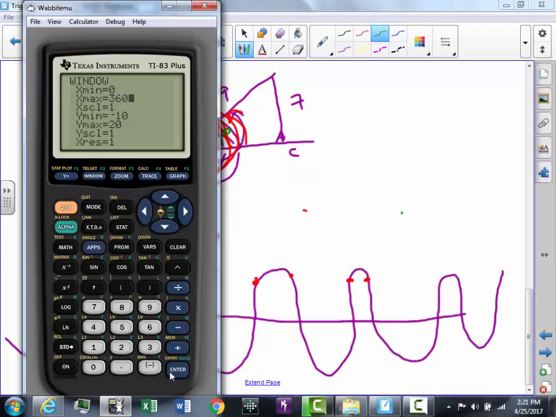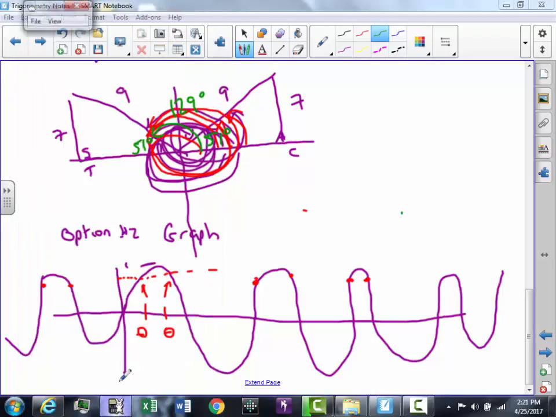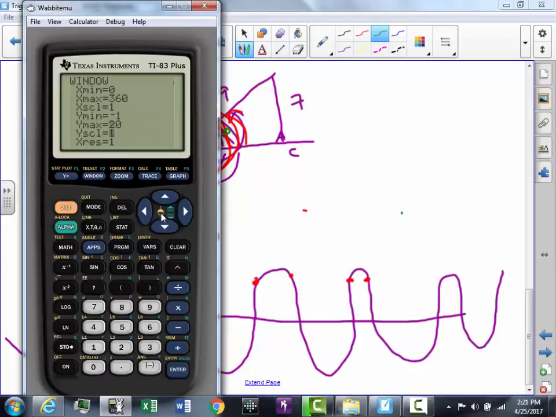Why from 0 to 360? That's one rotation around the circle, right? And then y min to y max, I'm going to make it go from -1 to +1, because that's how high the graph goes. And if I do that, this should give me the graph that you guys just made right there that goes up and down once. And then here's where it is at 7 over 9. See how it intersects twice?